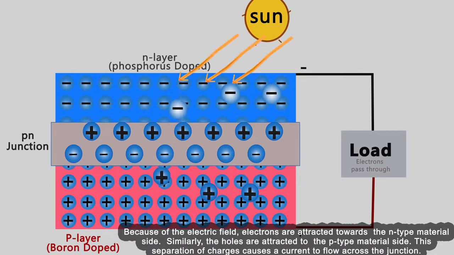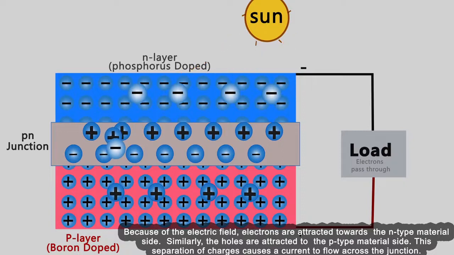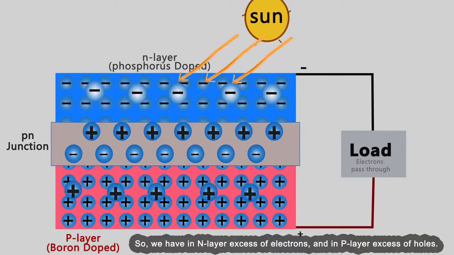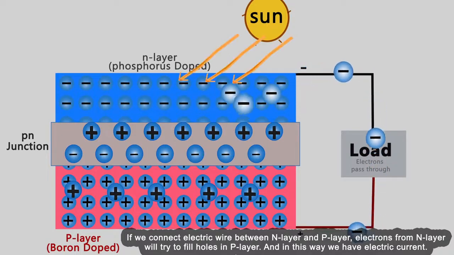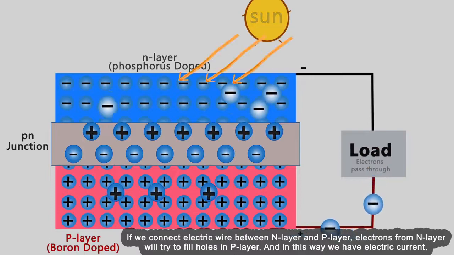Because of the electric field, electrons are attracted towards the n-type material side. Similarly, the holes are attracted to the p-type material side. This separation of charges causes a current to flow across the junction. So, we have in the n layer excess electrons, and in the p layer excess holes. If we connect an electric wire between the n layer and p layer, electrons from the n layer will try to fill holes in the p layer, and in this way we have electric current.